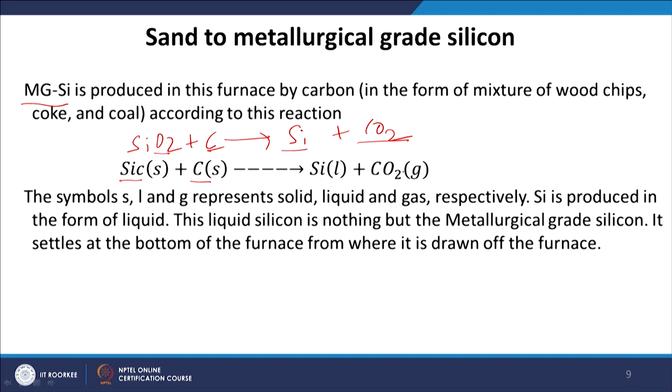Silicon is produced in the form of liquid. This liquid silicon is nothing but the metallurgical grade silicon. It settles at the bottom of the furnace from where it is drawn out. So, in the first step of the reaction, we start with the sand which contains silicon dioxide. Now, silicon dioxide is reduced in the presence of carbon at a very high temperature, as high as 1600 degrees centigrade, and what we get is liquid silicon, which we call metallurgical grade silicon, and some gaseous product.